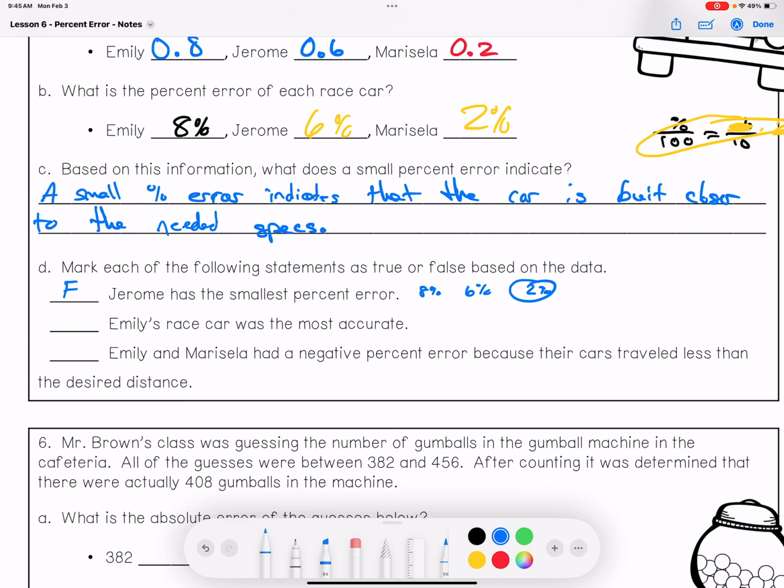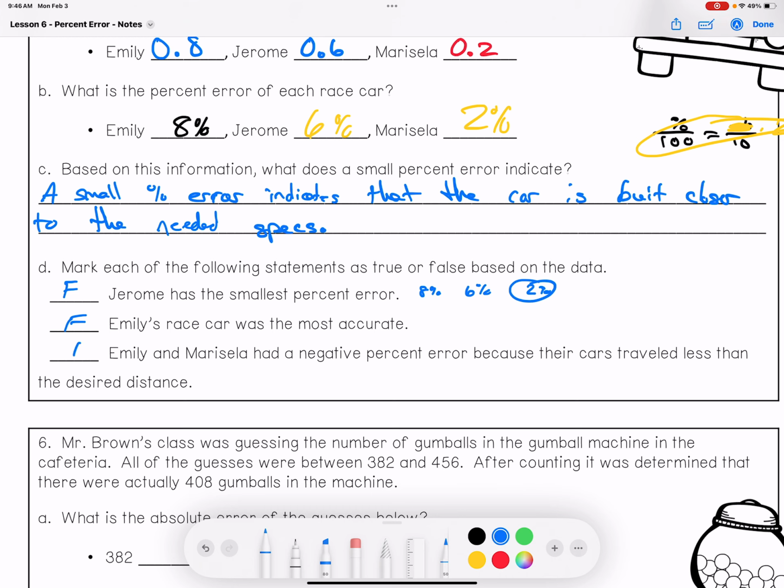Emily's race car was the most accurate. That's not true because she didn't have the smallest percent of error. The most accurate was Marlisa. Okay? Emily and Marlisa had a negative percent error because their cars traveled less than the desired distance.